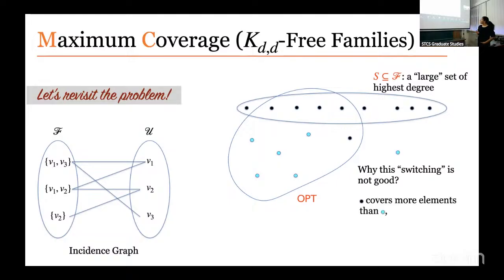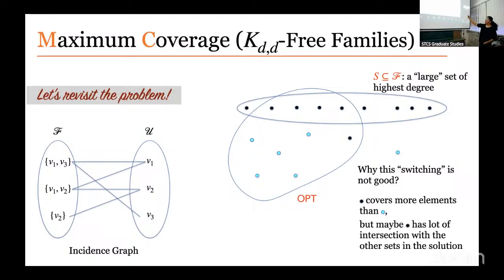Because I know that this black vertex covers more than this blue vertex. Because of highest degree: just sort the vertices and pick the ones of highest degree. So those black nodes correspond to sets, and those are the highest. This is a simple thing.